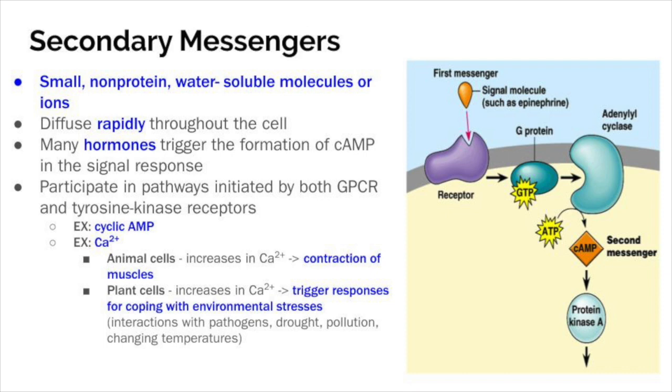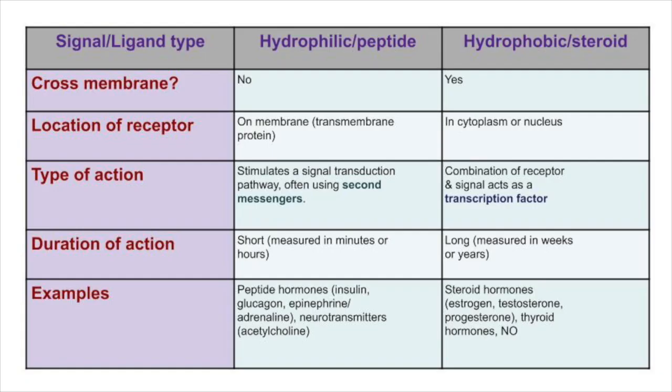Another example could be a calcium ion. In animal cells, increases in the calcium ion lead to the contraction of muscles. In plant cells, increases in the calcium ion trigger responses for coping with environmental stresses. There are two types of signals, hydrophilic or peptide signals and hydrophobic or steroid signals.